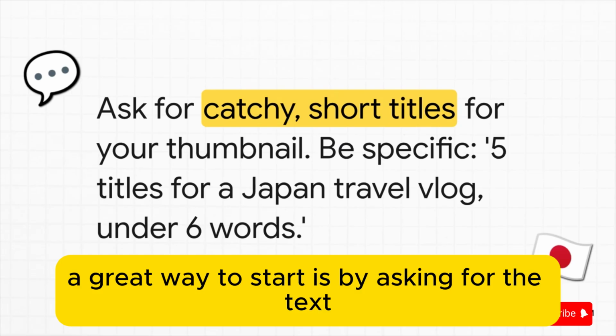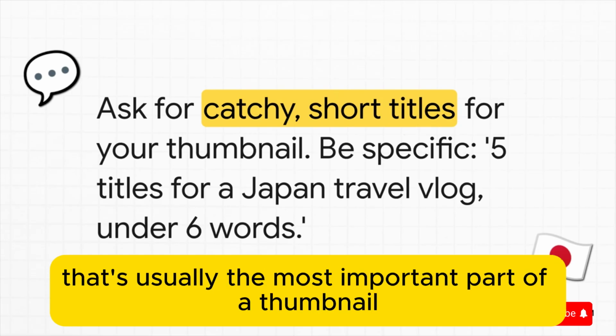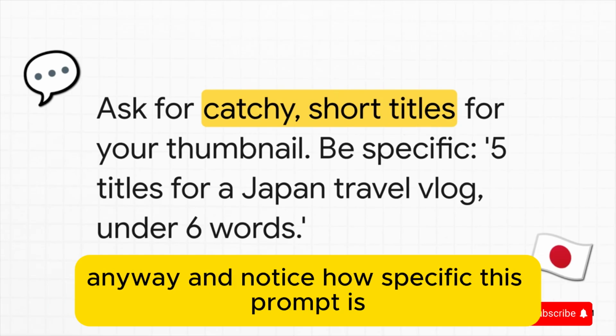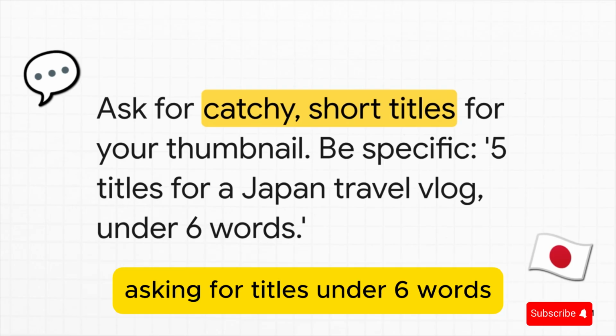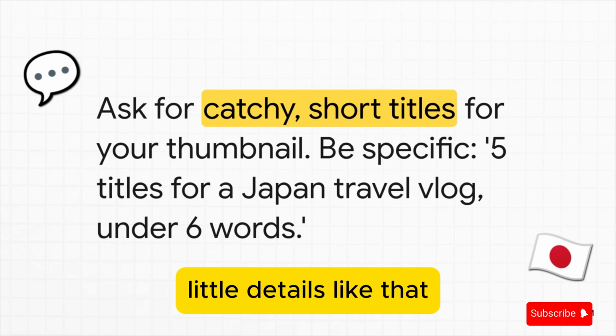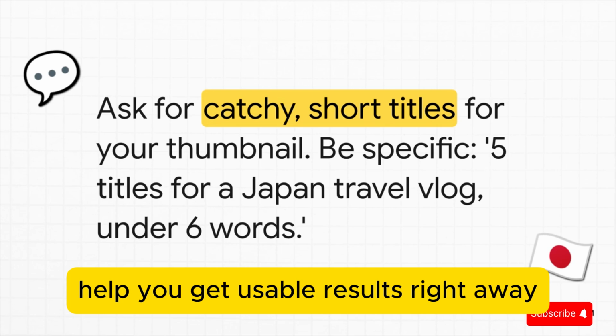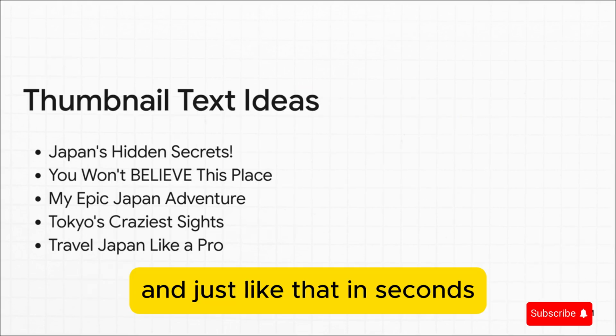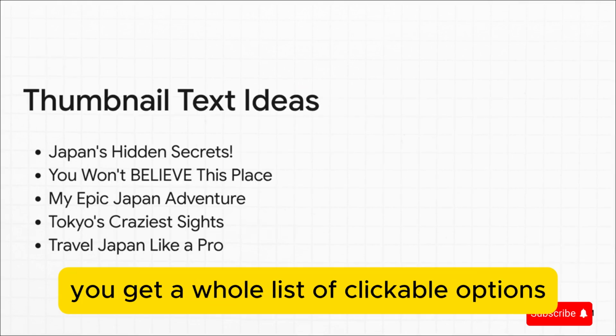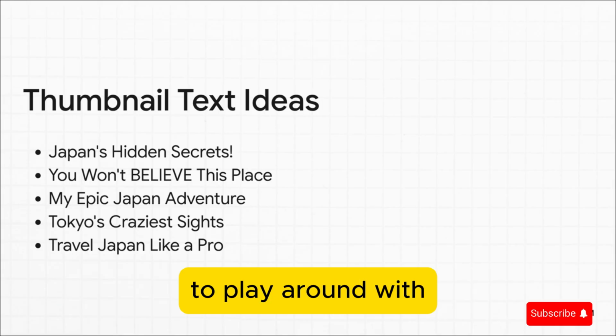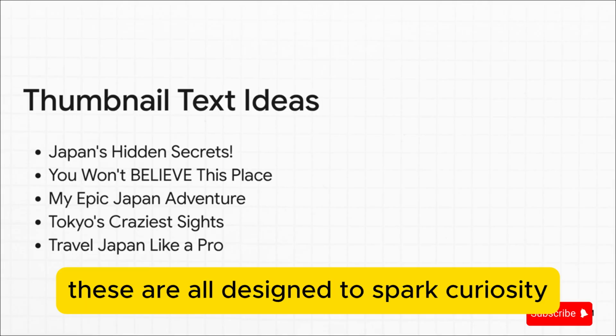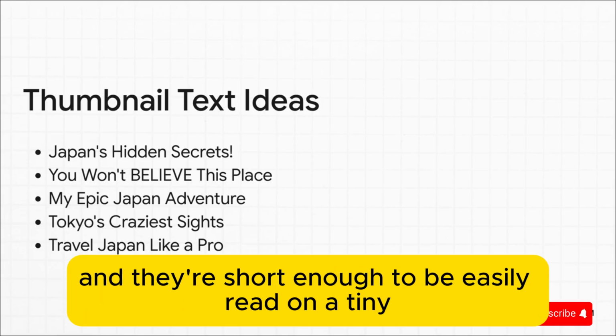A great way to start is by asking for the text. That's usually the most important part of a thumbnail anyway. And notice how specific this prompt is, asking for titles under 6 words. Little details like that help you get usable results right away. And just like that, in seconds, you get a whole list of clickable options to play around with. These are all designed to spark curiosity, and they're short enough to be easily read on a tiny little phone screen.